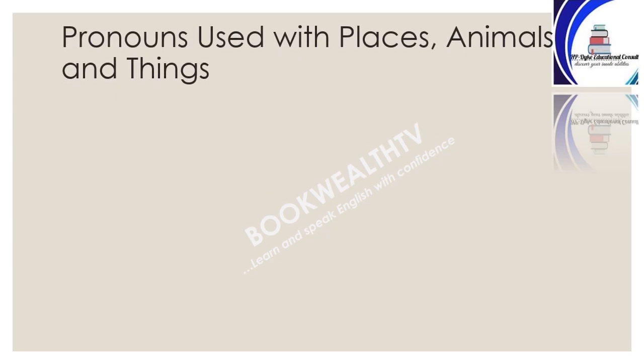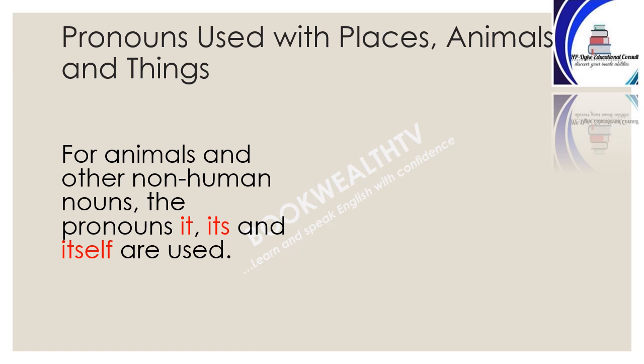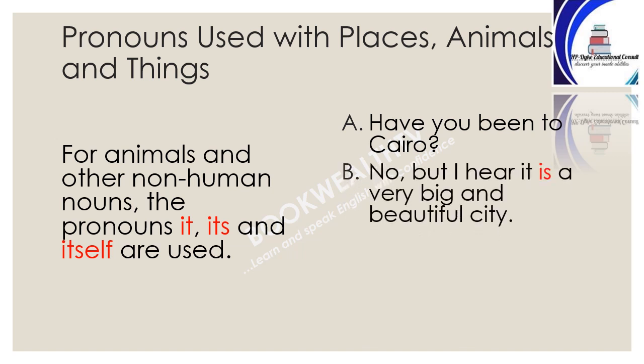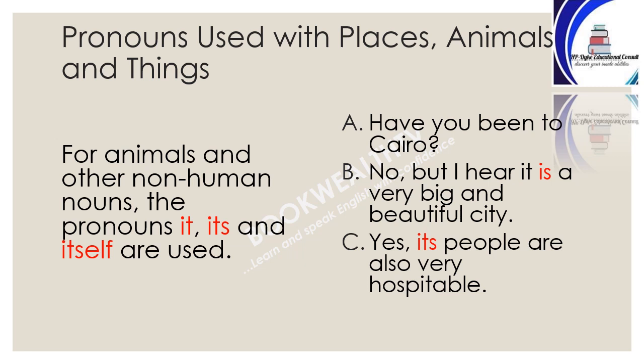Here we have pronouns used with places, animals, and things. For animals and other non-human nouns, the pronouns it, its, and itself are used. Have you been to Cairo? No, but I hear it is a very big and beautiful city. Yes, its people are also very hospitable.